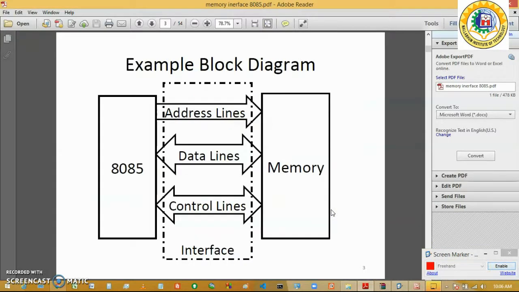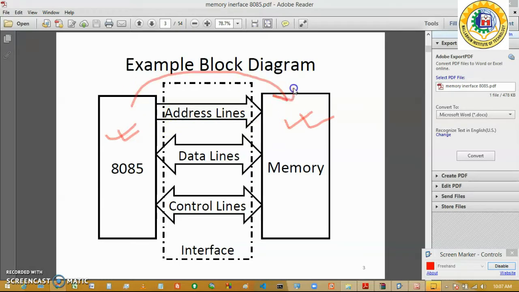Next, the block diagram. I have said already that this is your microprocessor 8085 and this is, suppose, your memory chip. The microprocessor has some sort of address lines, data lines, and control lines, and we connect these lines with the memory so that these two devices can interact with each other, so that we can write data into the memory or read data out of the memory. These are connected by the digital logic circuit, and whatever circuit is between them is called the interface circuit.